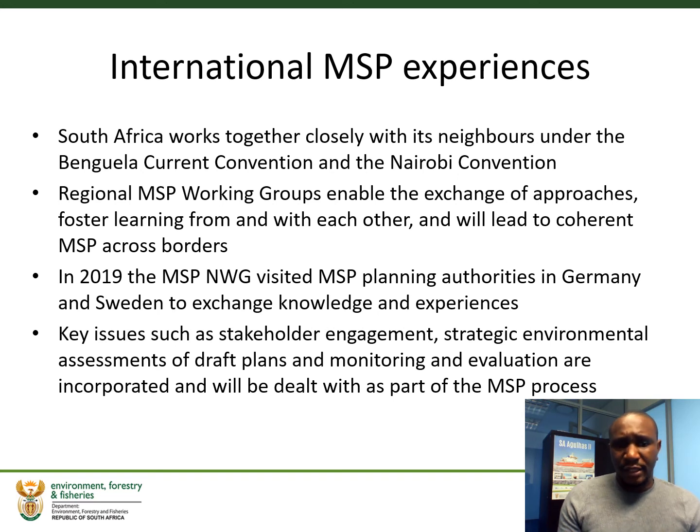So some of the key important issues that we have learned from our partners are that the strategic environmental assessment is an important element during the development of marine spatial plans. We've also learned that countries need to ensure that there's capacity for the implementation of marine spatial plans.